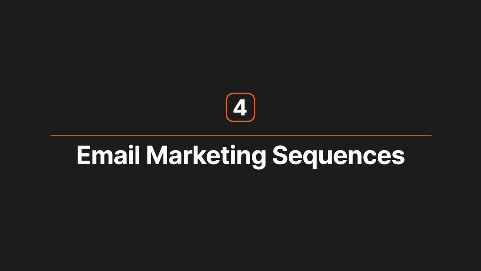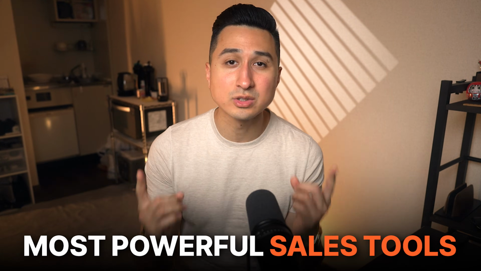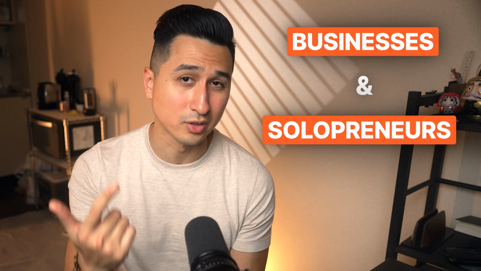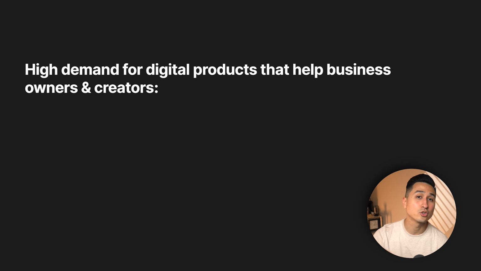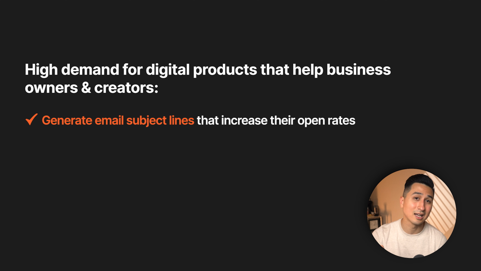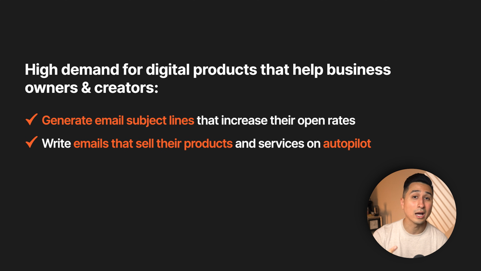But now moving on to the fourth AI-powered digital product idea, and that is email marketing sequences. Email marketing is one of the most powerful sales tools for businesses and solopreneurs. But they can be time consuming to create, and you really need to know what you're doing to effectively create high converting sales emails. So there's massive demand for a digital product that can help business owners or creators easily generate email subject lines that increase their open rates, or to write emails that sell their products and services on autopilot.